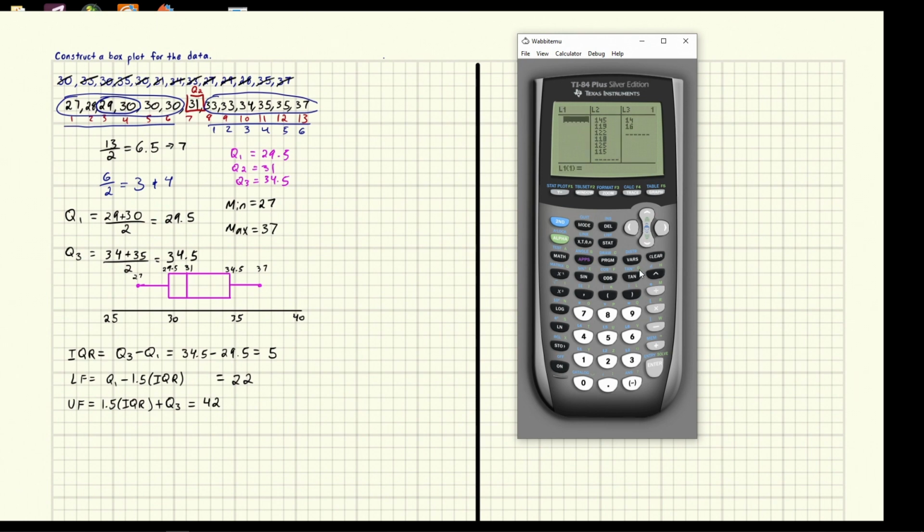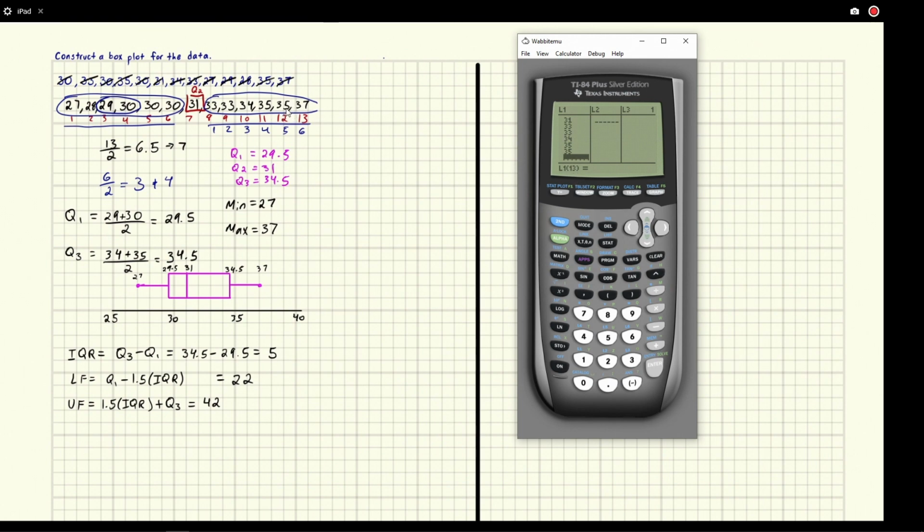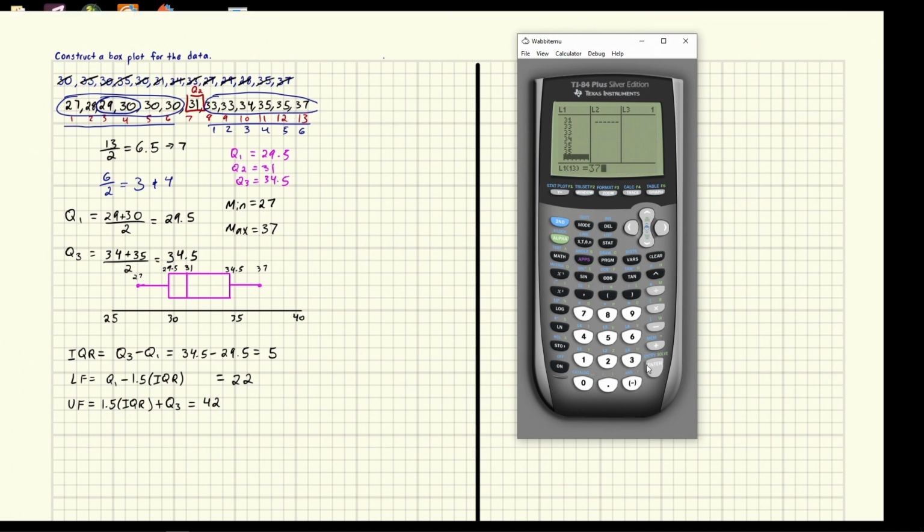So clear a list out, and we're going to put in 27, 28, 29, 30, and we've got 2 more 30s after that one. So we have a 30 and a 30. And then we've got a 31, 33, 33, 34, 35, 35. And you see it actually tells us what number we're on, so it helps if the number repeats. And finally 37, which is the 13th number.